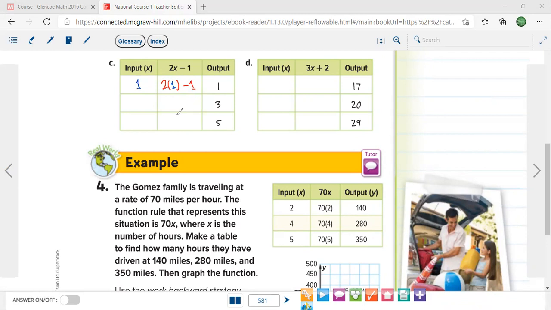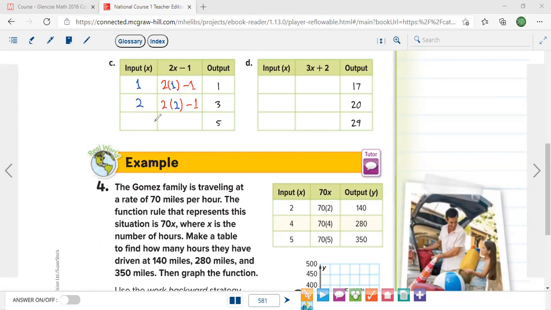Let's do it again. Let's imitate the rule 2x minus 1. So 2 times what number, minus 1, will give you 3? Of course, it should be 2. So here, this number is 2, because 2 times 2 is 4, minus 1 is 3. So the original number was 2.